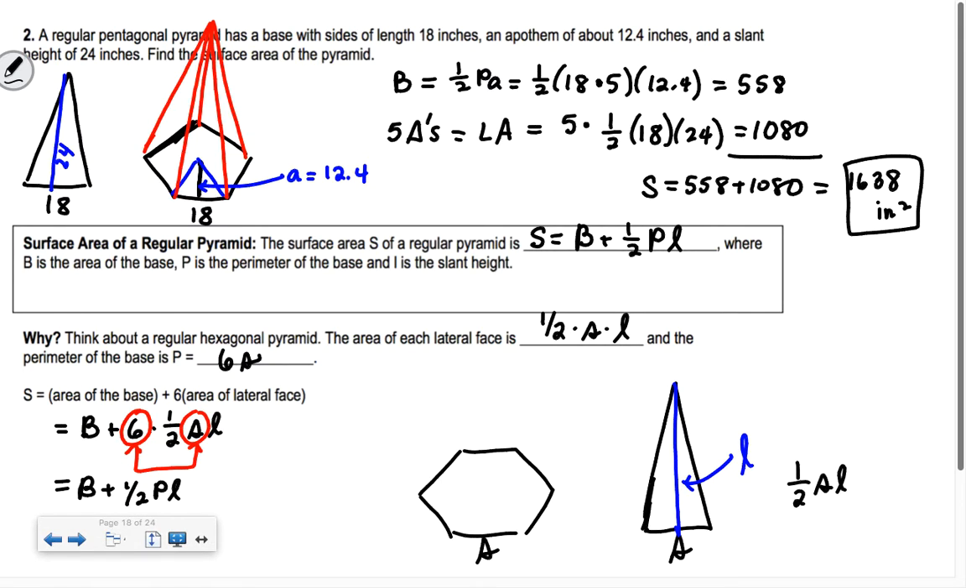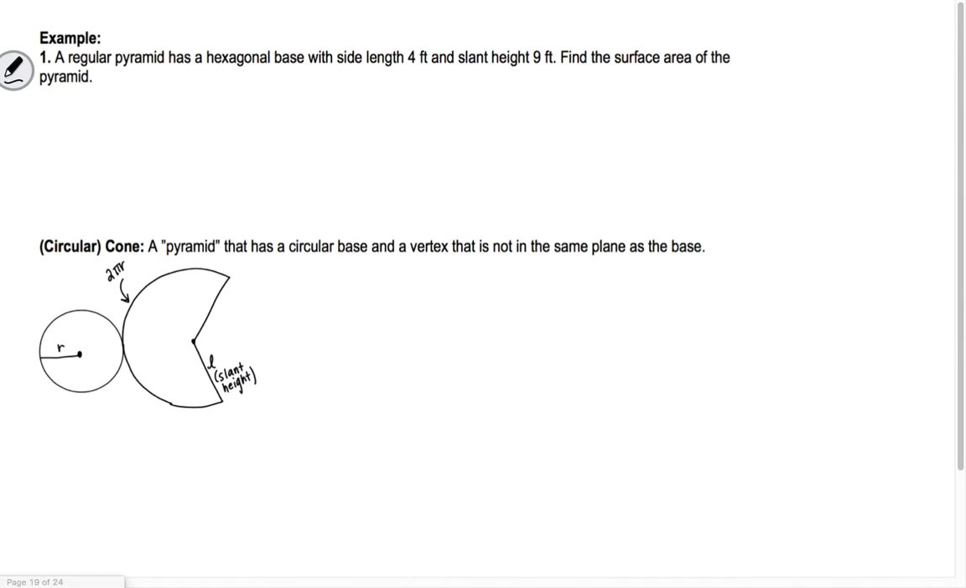So you can do it a little bit faster that way. And then our area of our base, if you wanted to write that in, is 1/2 perimeter times apothem plus 1/2 P times L. So sometimes you'll see people pull out the 1/2 P, and they'll have 1/2 P out front, and then it's apothem plus the slant height. So you could do that as well. Okay, so it says a regular pyramid has a hexagonal base with side length of 4 feet and slant height of 9 feet. So our surface area is going to be the area of the base plus 1/2 PL.